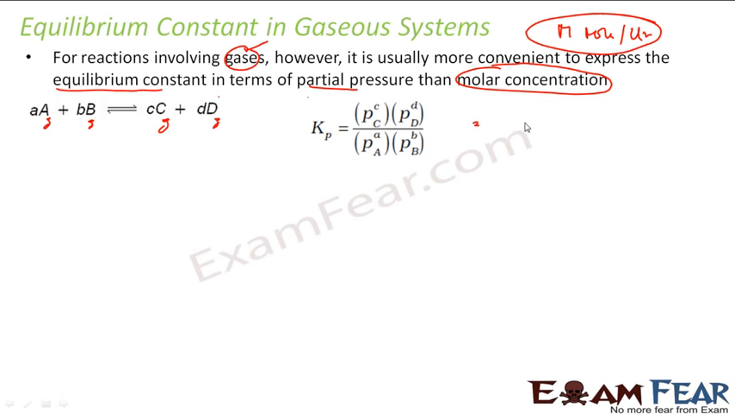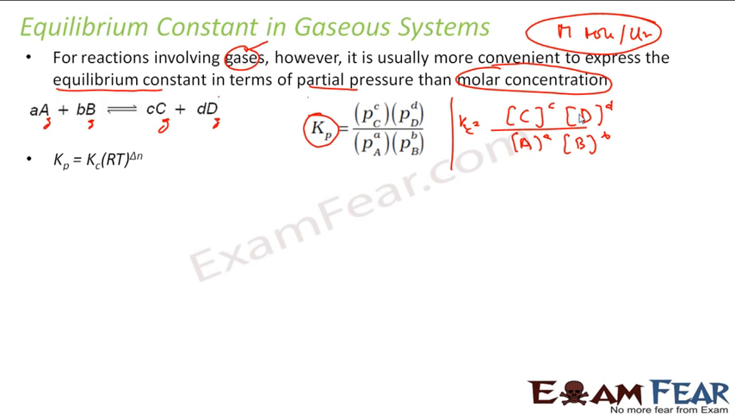Earlier, in terms of molar concentration, we would write concentration of C to the power c, concentration of D to the power d, divided by concentration of A to the power small a, concentration of capital B to the power small b. This is what you should write for Kc. But now I am trying to write in terms of partial pressure, and this term now will be called Kp because we are using partial pressure here instead of molar concentration.